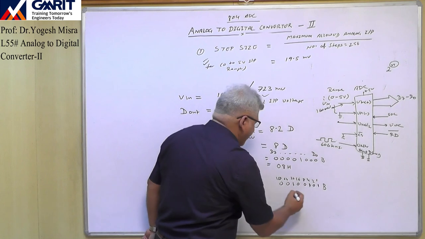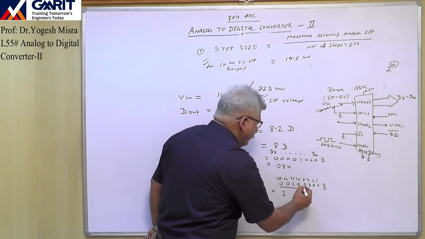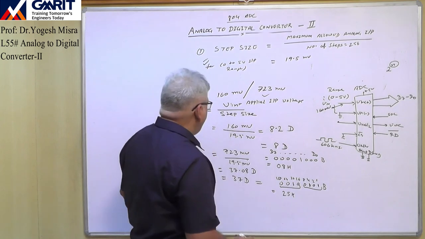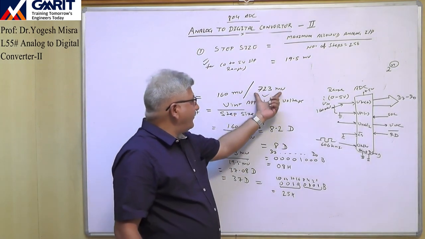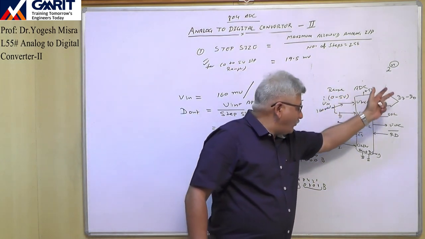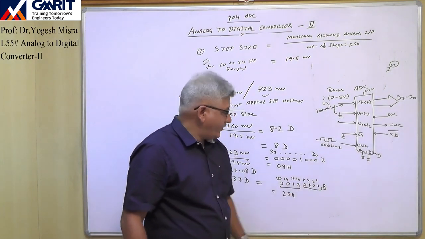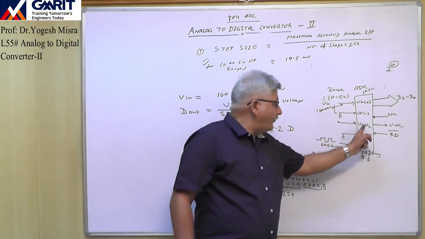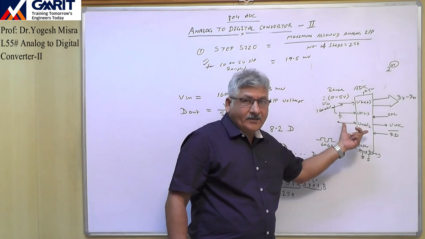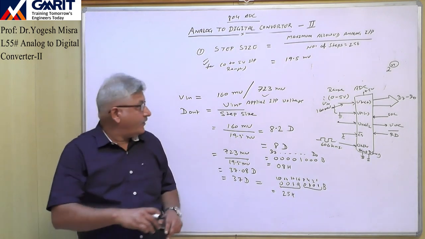This is in binary, and in hexadecimal it is 2 and 5, so 25H. So if the applied analog voltage is 723 millivolt, then the digital output we will get is 0 0 1 0 0 1 0 1, right? This is if our V reference by 2 pin is open. If we change this, then our values will change, because we will see one case.